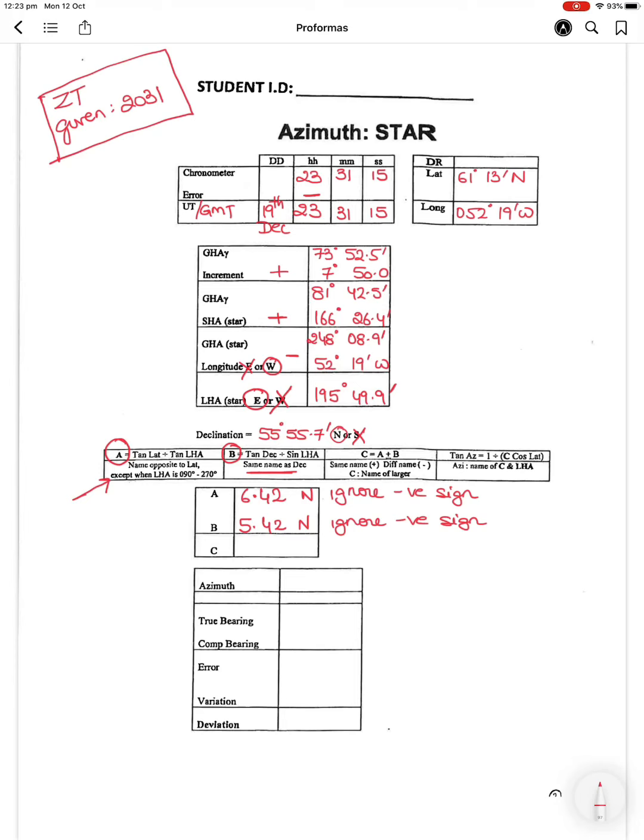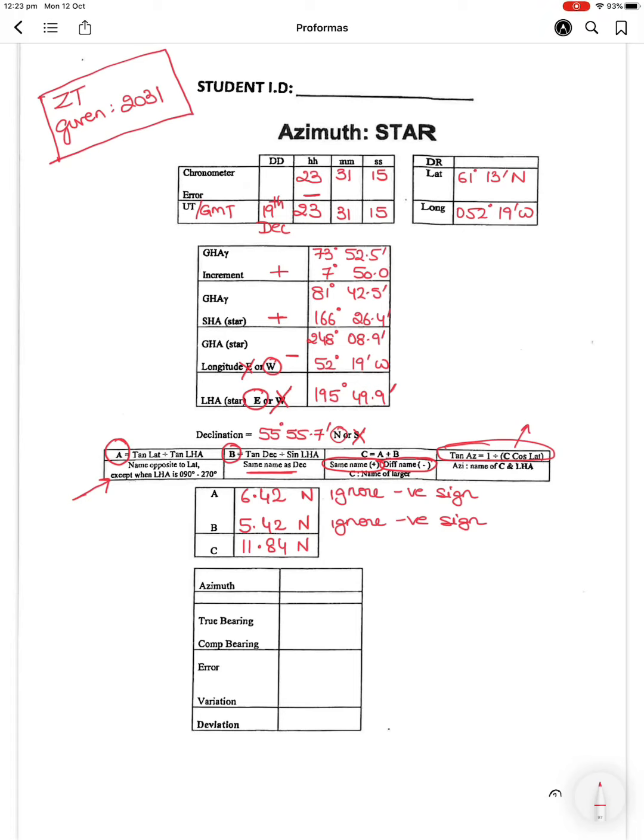Now C. How do we get C? If A and B are the same names, you will add them. If they are different names, you will subtract them. So here A and B are the same names. Both are north. So you will add them. If you add them, you get 11.84 north. If one was north, the other was south, you would have subtracted one from the other and named it according to the larger value. Finally, calculate tan of azimuth by this formula here. Tan of azimuth equals 1 divided by C times cos of latitude.